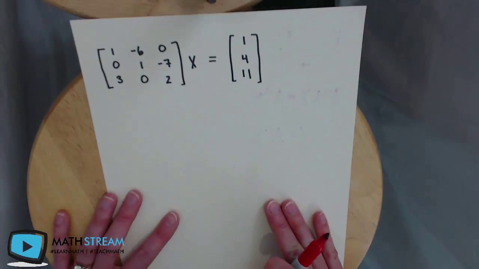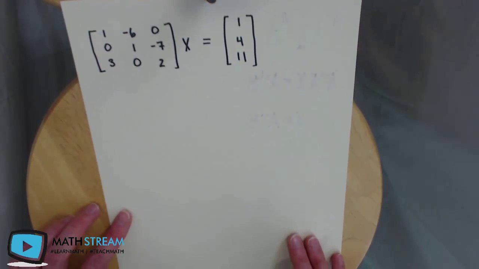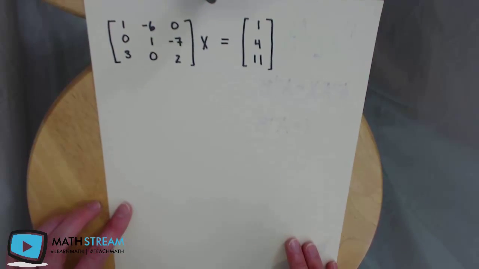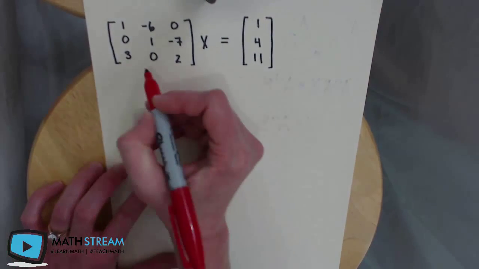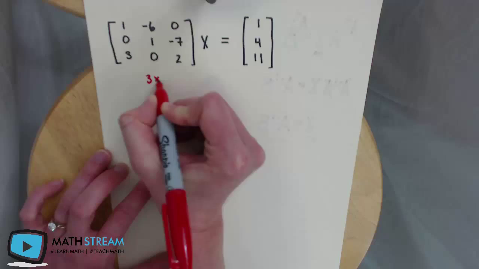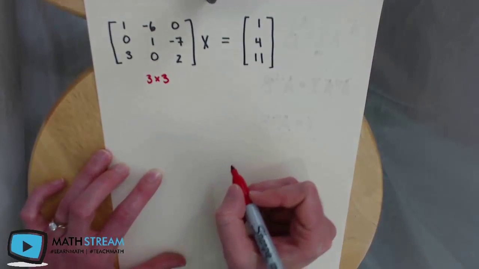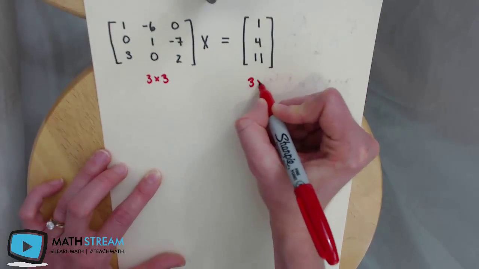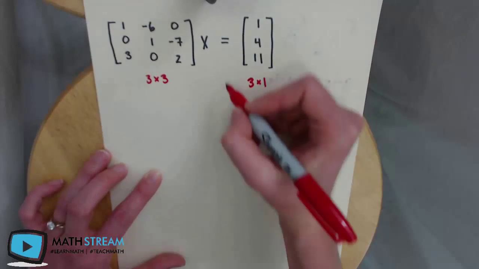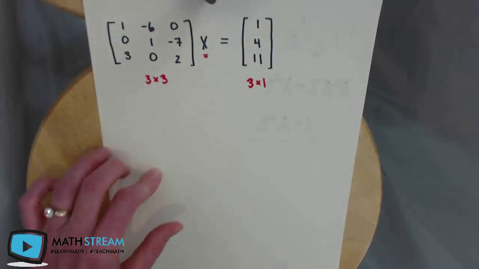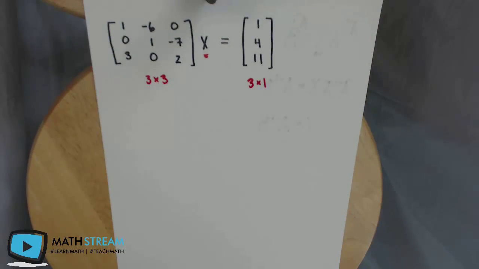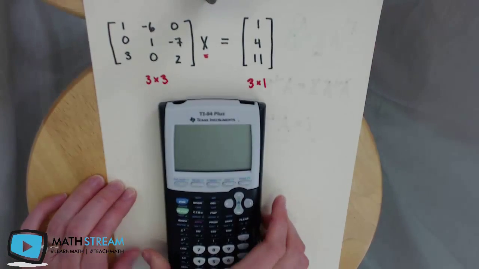Now, with that in mind, let's consider this example problem. It's just like the last section, except notice that this is a 3 by 3 matrix, and this is a 3 by 1. And we're trying to figure out what X is. Now, instead of using paper and pencil this time, we're going to use our graphing calculator.